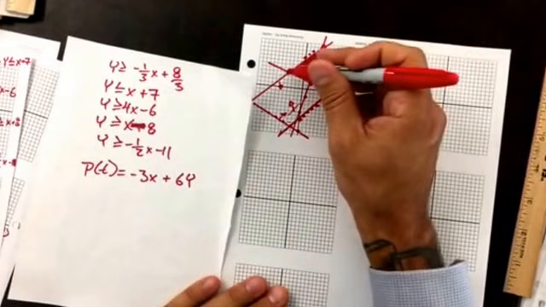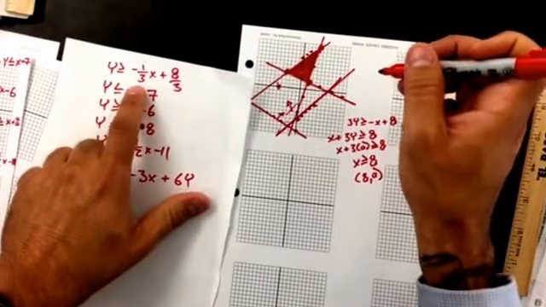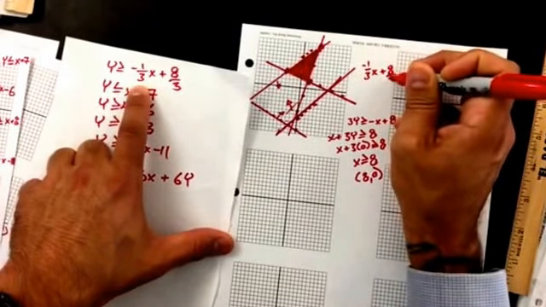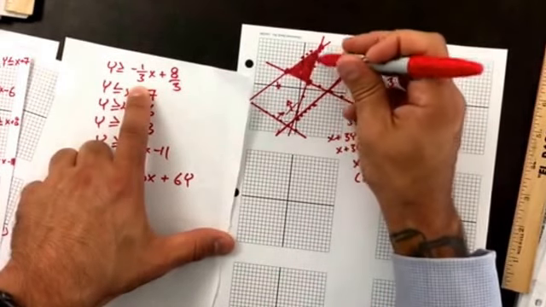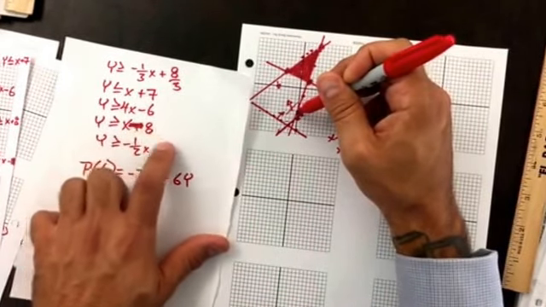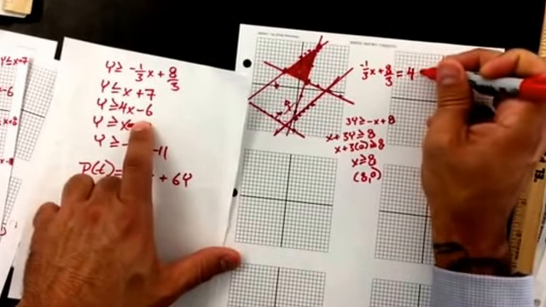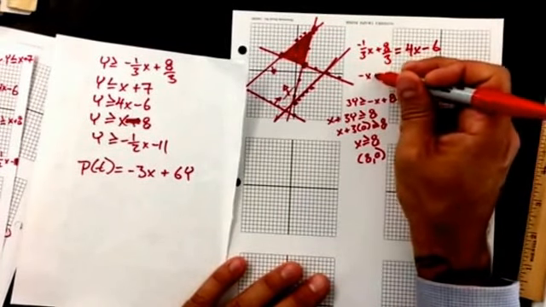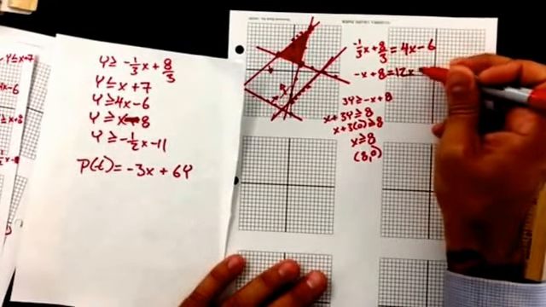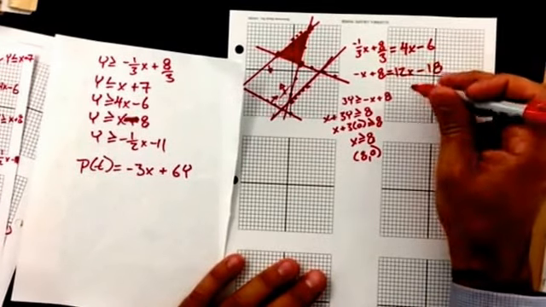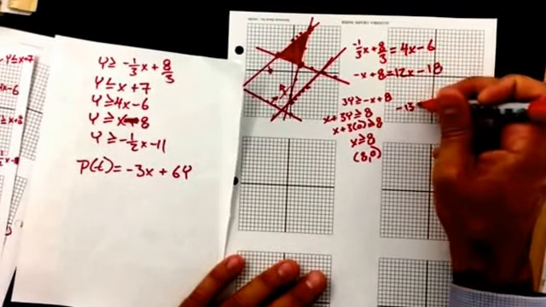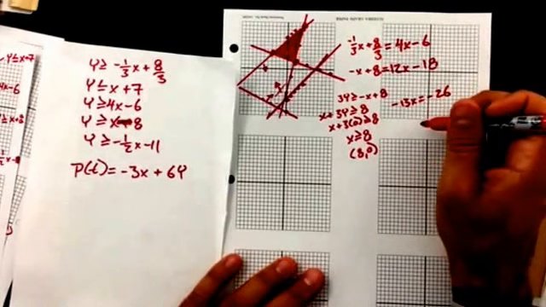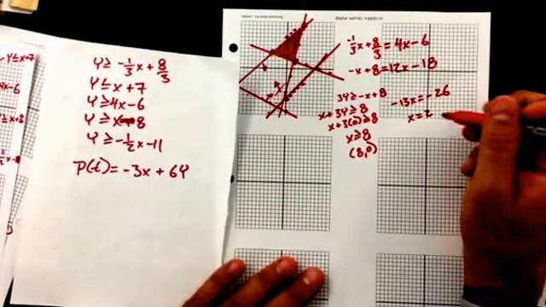So this was the line that was right here, my top line: negative 1/3 x plus 8/3 equals... This line right here is the one that has a y-intercept at -6, which is this one. So I'm going to solve that out. I'm going to multiply by 3 again. I'm going to subtract 18, subtract 12x. Divide by -13. Gives me x equals 2.